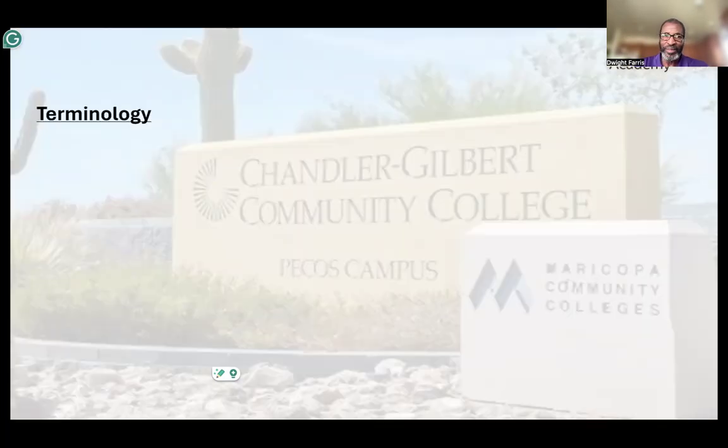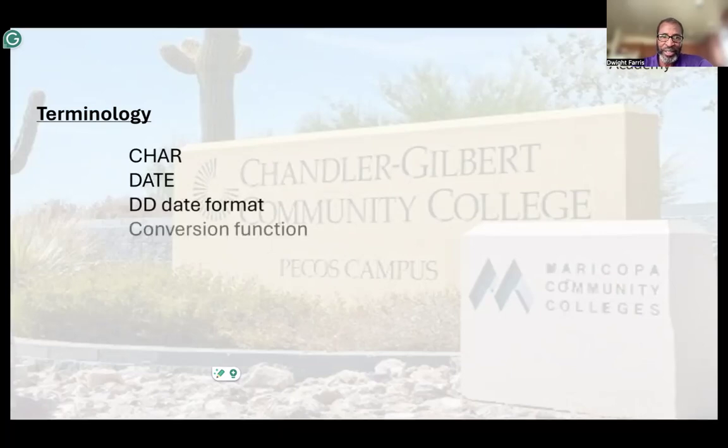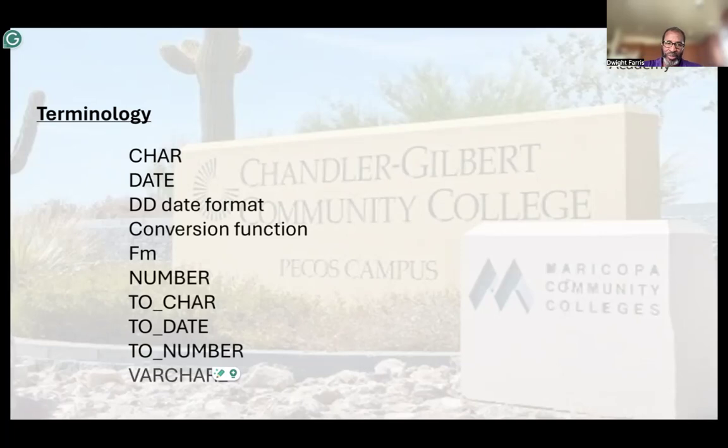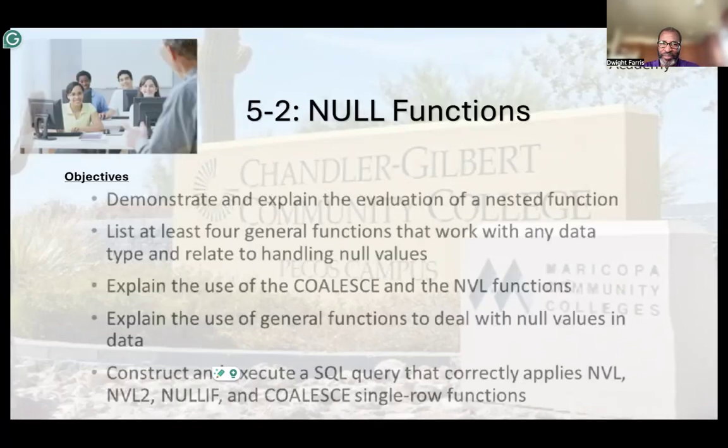All right, that's my rapid version of this first topic. Our terminology here is char, date, DD, date format, conversion function, FM, number, TO_CHAR, TO_DATE, TO_NUMBER, varchar, and the FX modifier. And that's all your conversion functions, single row functions.